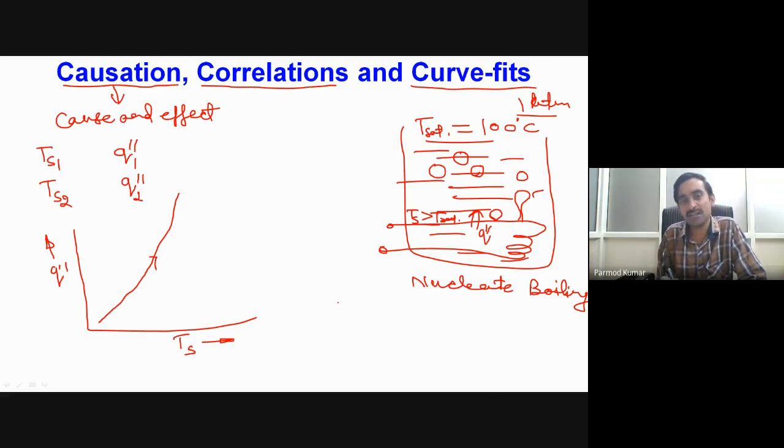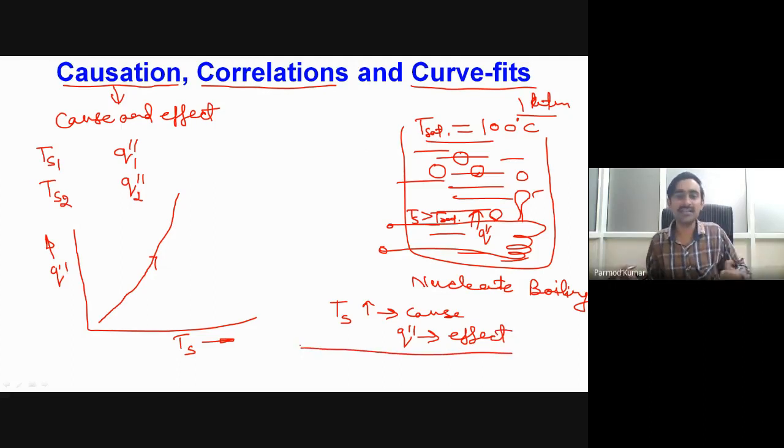So it means you can clearly get a picture that surface temperature is a cause, and because of the increase of the surface temperature, you are getting the effect, which is nothing but an increase of heat transfer. So the initial observation of this data will be telling us that we have surface temperature as the cause and increase in heat flux as the effect which has occurred because of the surface temperature. So this is something which our data set is actually reflecting.